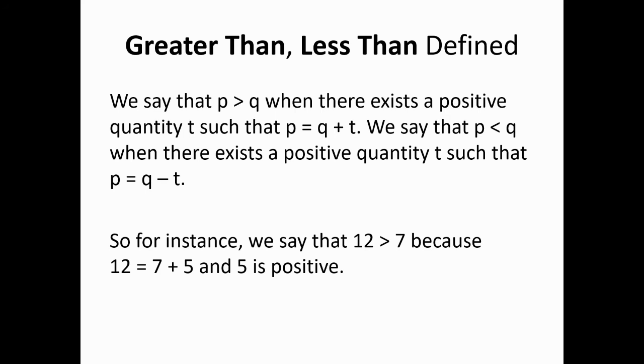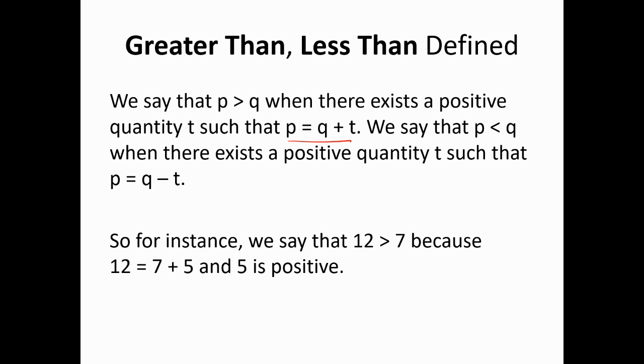So let's pause and think about that for just a moment. Look at that equation. P is equal to Q plus T, where T is some positive quantity. What's really happened is that we took the quantity Q and we increased it. That is, after the sum was done, we had a quantity that was larger. So that should make perfect sense. And then, of course, that also suggests a definition of less than. If P is less than Q, then there exists a positive quantity T such that P is equal to Q minus T. So we took Q and subtracted a positive quantity, which means we decreased. And since we decreased, we are then less than.